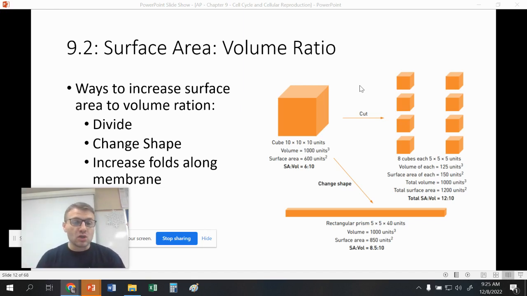Now, there are a couple different ways cells can do this. They can divide, obviously we're going to talk about that, but they can also change shape. Becoming long and cylindrical will help the cell keep that surface area to volume ratio favorable. Also increasing the folds of the inner membrane. If you remember, we talked about the cristae. That will help with the surface area to volume ratio.